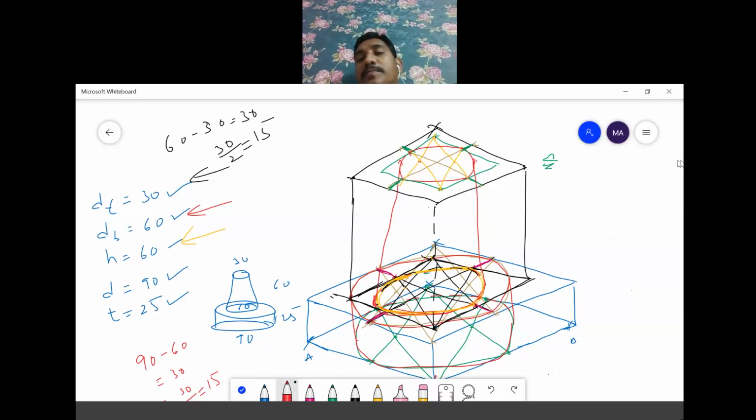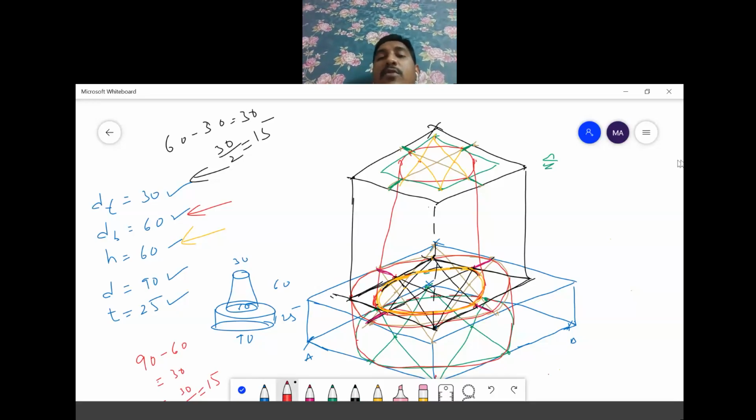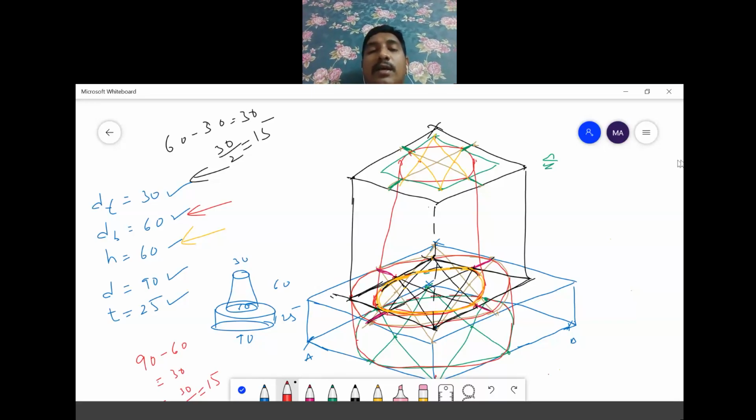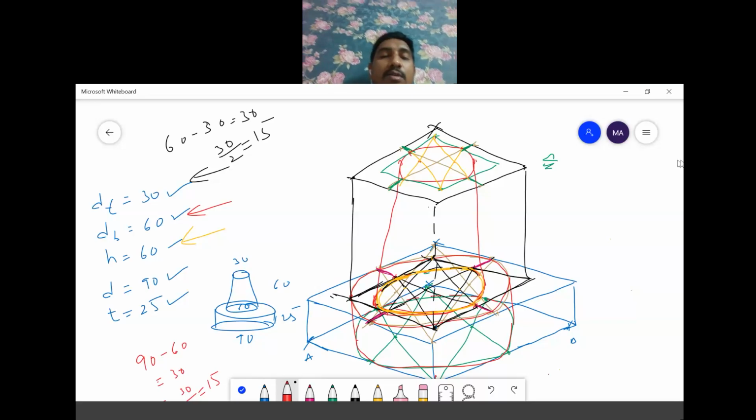Is it clear? In this way you have to draw the frustum of a cone resting on a cylinder of a 90 mm diameter, and thickness of the cylinder is 25 mm. Is it clear?